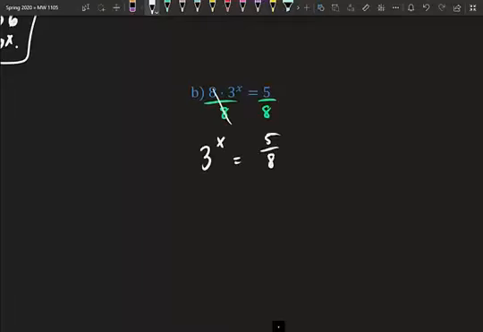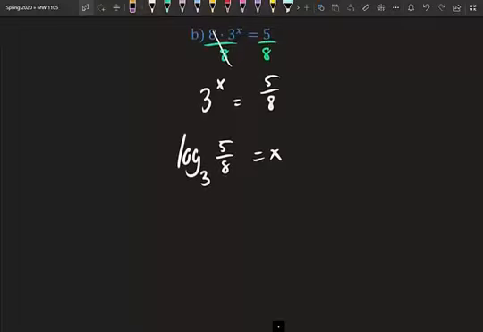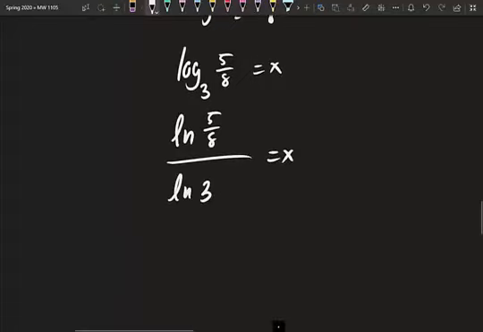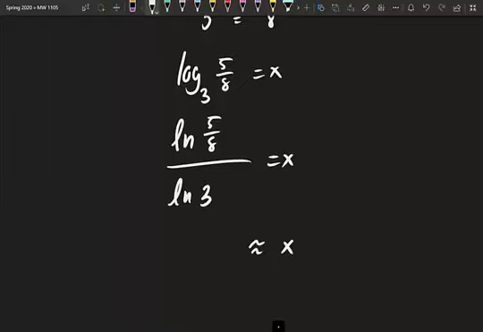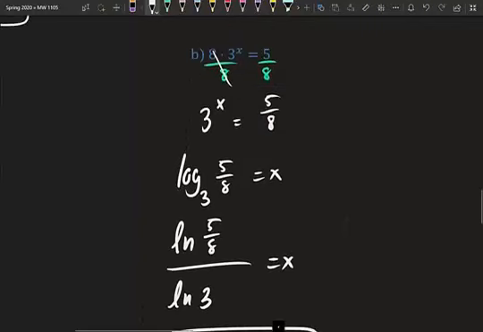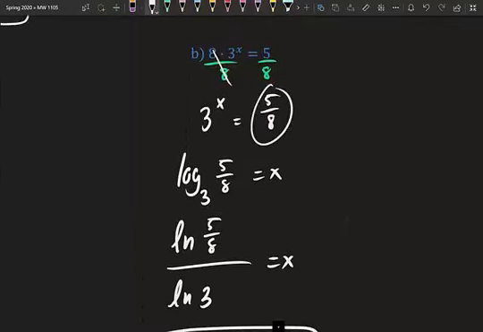Since there is no way I can get 3 or 5 over 8 to have the same base, I need to switch it to log. So we have log base 3 of 5/8 equals x. Now we do change of base. You can use log or you can use ln, it doesn't matter for change of base. I'm going to use ln for this example. We have ln of 5 over 8, over ln 3, equals x. That's our exact solution. Our approximate solution is negative 0.43. The reason it's negative is because it's a fraction.